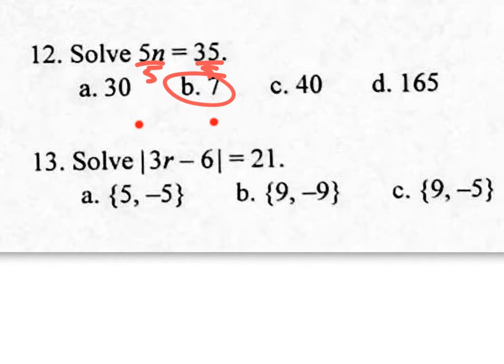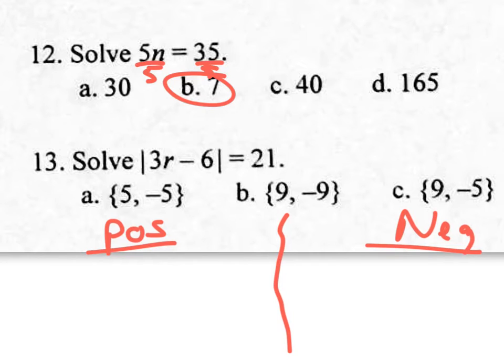Only because the absolute value is already by itself. If you had a number out in front, you'd have to get rid of that number. This absolute value is already by itself, so you're going to do a positive and a negative situation. Positive situation, you're going to write it exactly the way it is without the absolute values. 3r minus 6 equals 21.